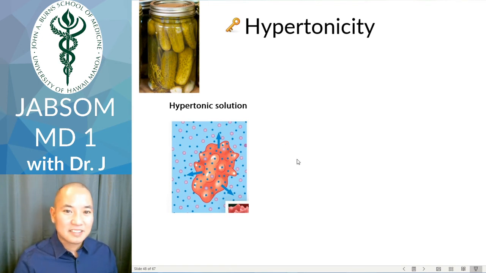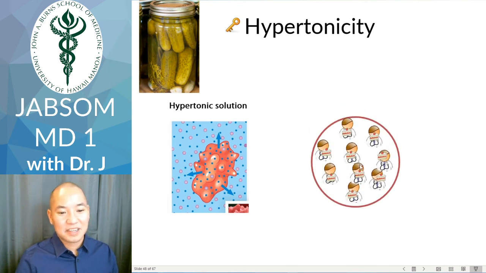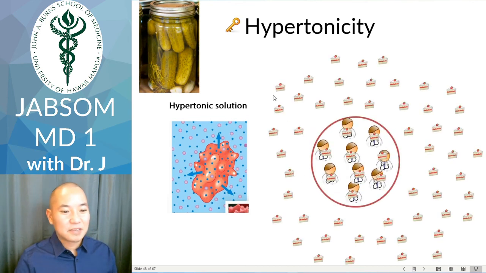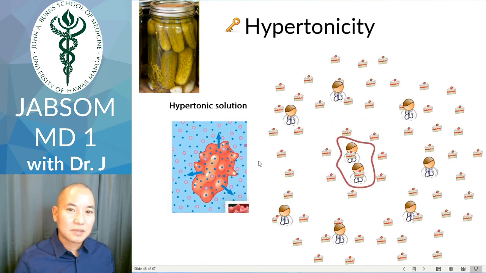Same with the cells in a hypertonic solution. Here we have a cell, but say there's way more sugar or salt in the surrounding environment. This is going to draw out those water molecules. Salts and sugars attract water through their polar nature or, in terms of ions, their electric charges. So they attract water and draw it out of the cell. This causes the cell to collapse and lose volume. And this is what we call crenation.